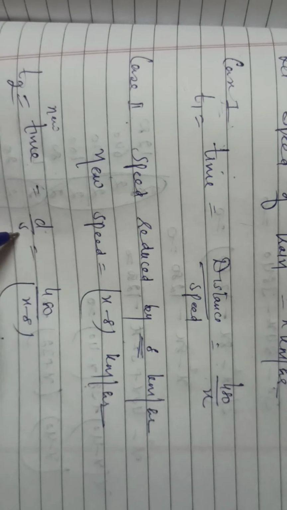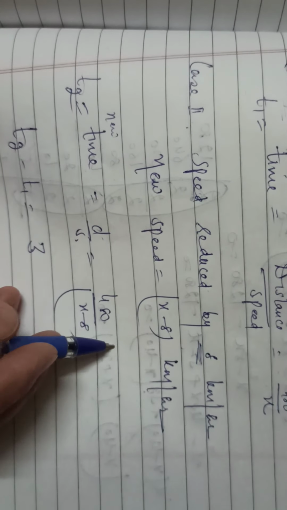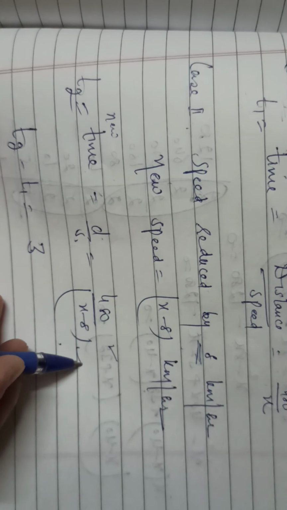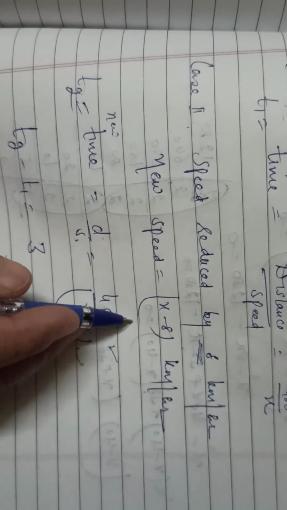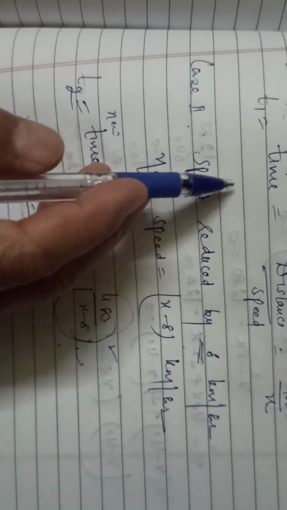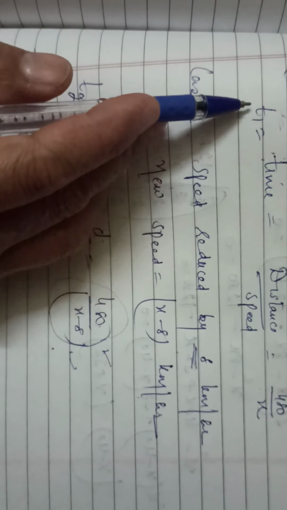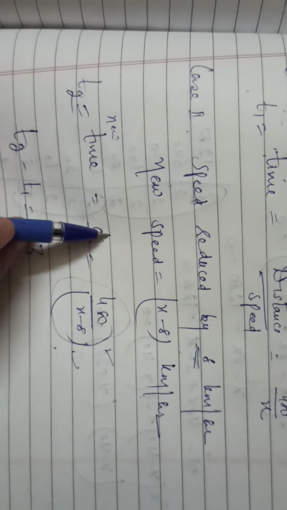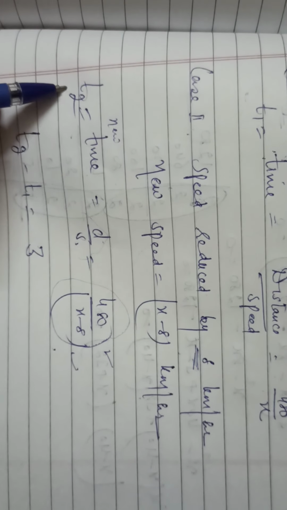And what will be the new time? It will be again distance upon speed. Distance is the same, speed is x minus 8. So this is the new time. This was the previous time, which we have taken as t1. This is the new time which we have taken as t2.